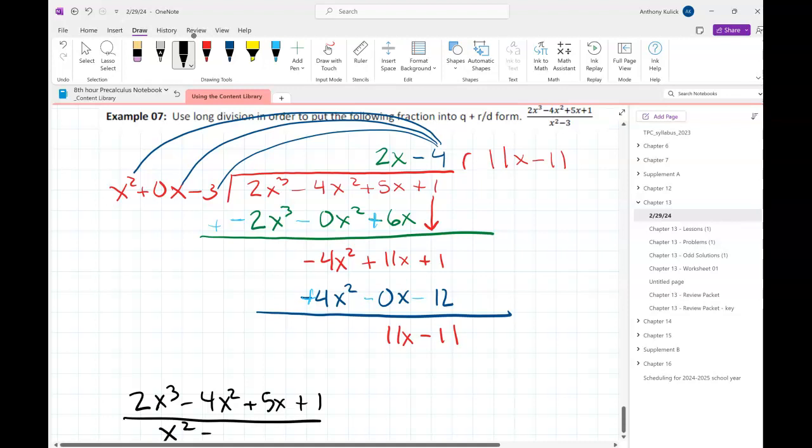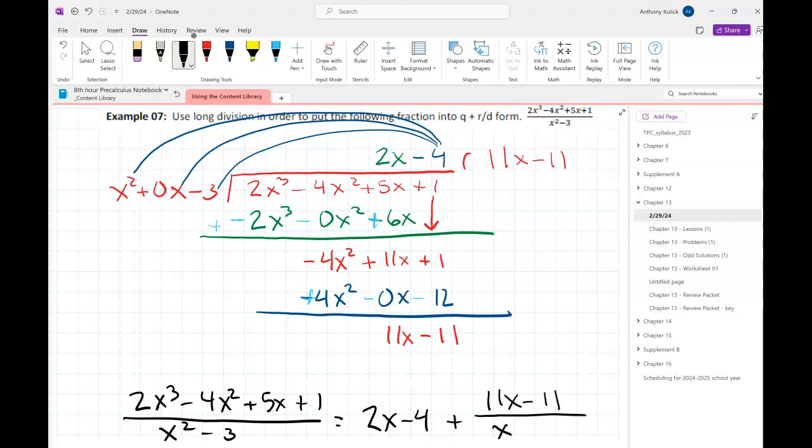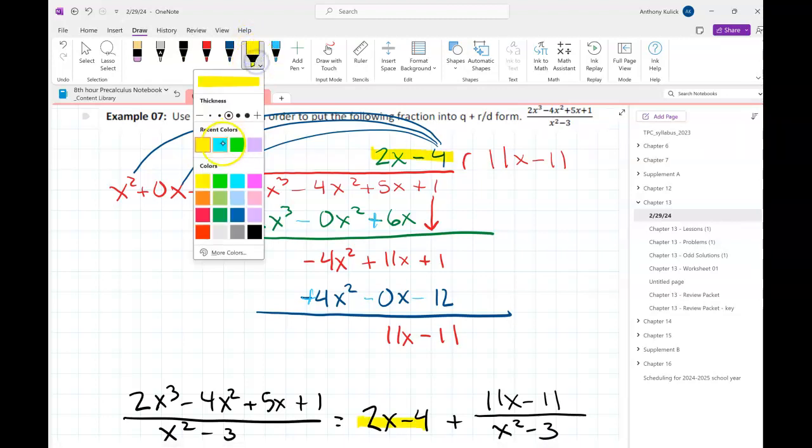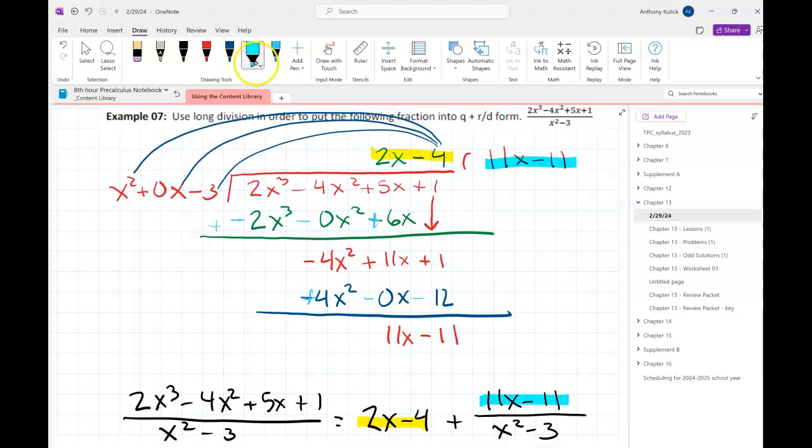So what can I say here? I can say that 2x cubed minus 4x squared plus 5x plus 1 divided by x squared minus 3 is equal to the quotient plus the remainder over the divisor. Let me just color code that a little bit for us. Everybody's okay? You remember doing this last year?